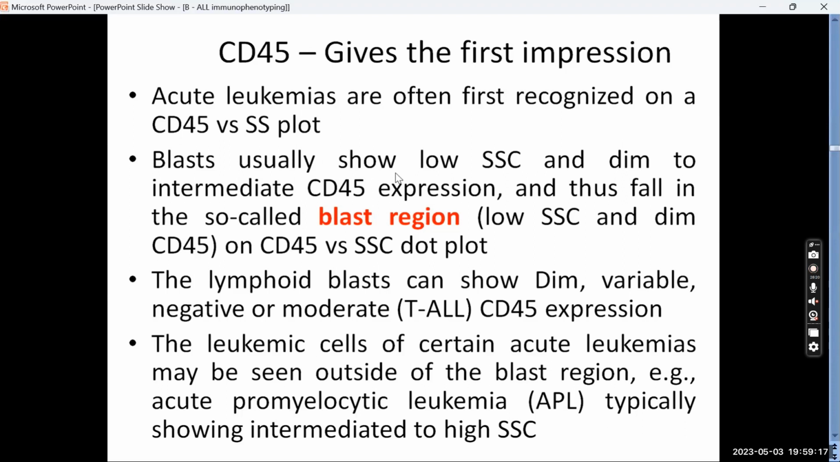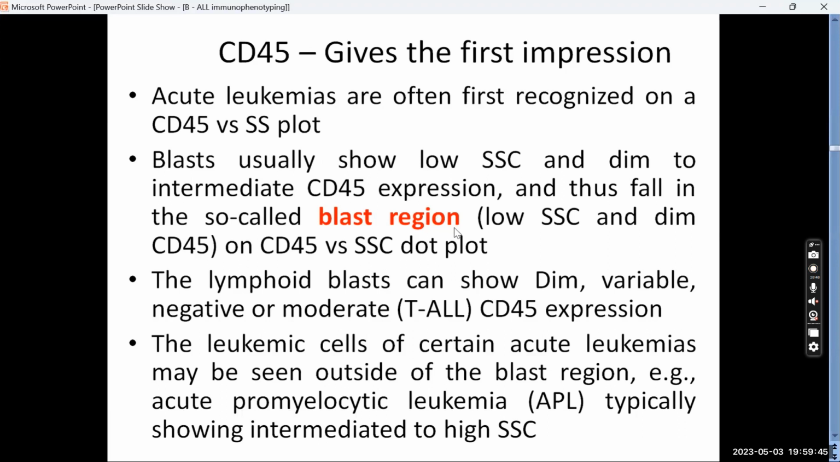Okay, because plasma cells, if someone can point out, plasma cells are the most mature cells, but why is it not showing bright CD45? So plasma cells are not applicable, but for all other cells, this dictum fits. Most immature, low CD45. Well mature cells, brighter or high CD45. Blast or precursor cells are immature cells, so they have a very dim CD45. And the low side scatter, dim CD45 region is called the blast region.